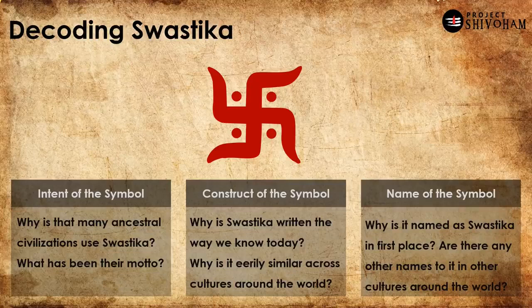It's that simple. Same way, what is the intention of swastika? Why is it constructed that way? And why is it called swastika in the first place? All these three should perfectly match, not just for swastika, but for any alphabet or any symbol across the world. Now again I say, this is not any standard, this is the way I looked at things and this is my analysis. Now let's try to understand the intent of swastika, the construct of swastika and the name of swastika, as to why it is called swastika.